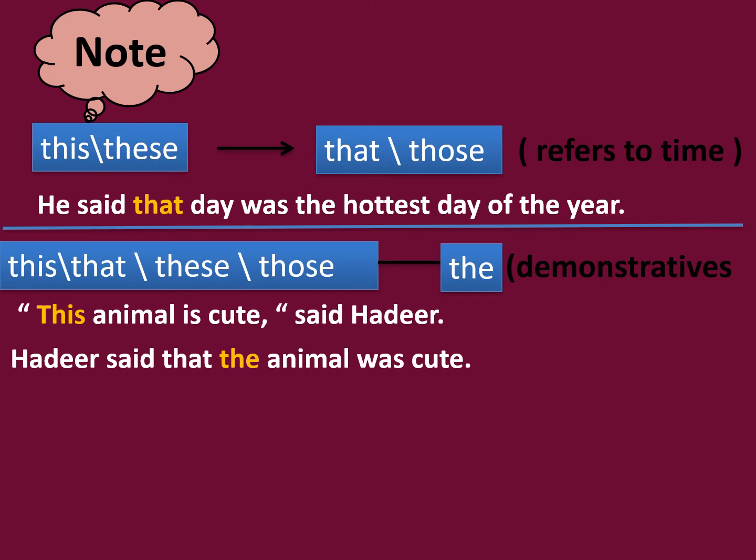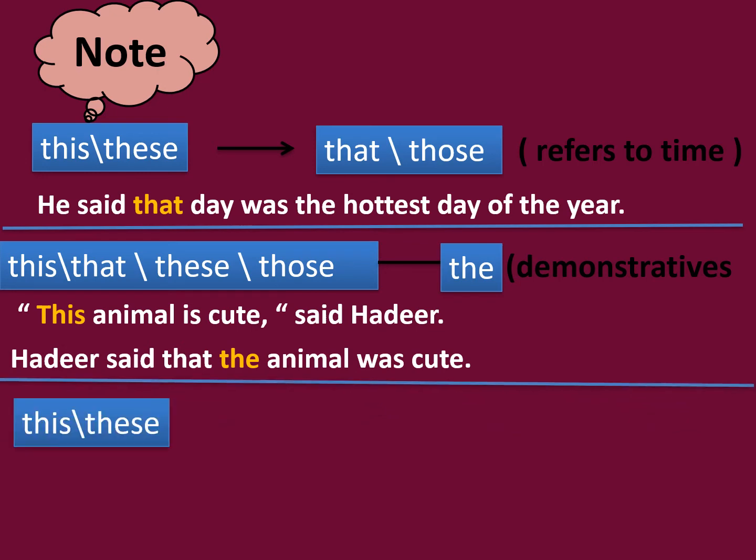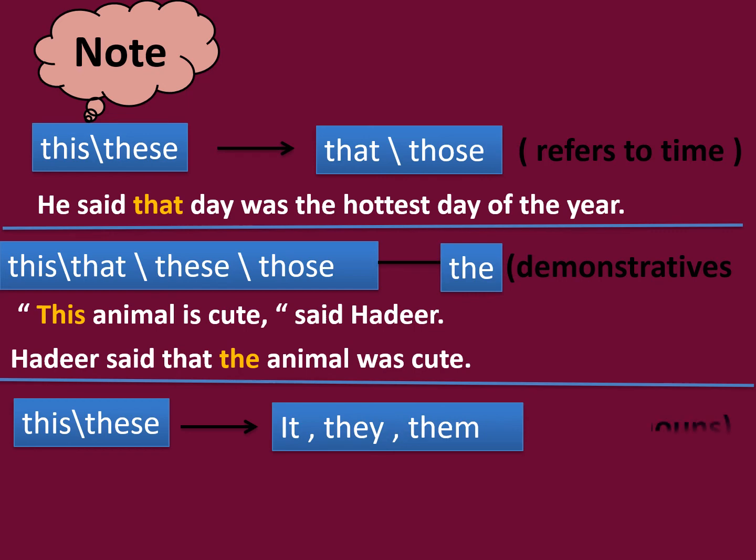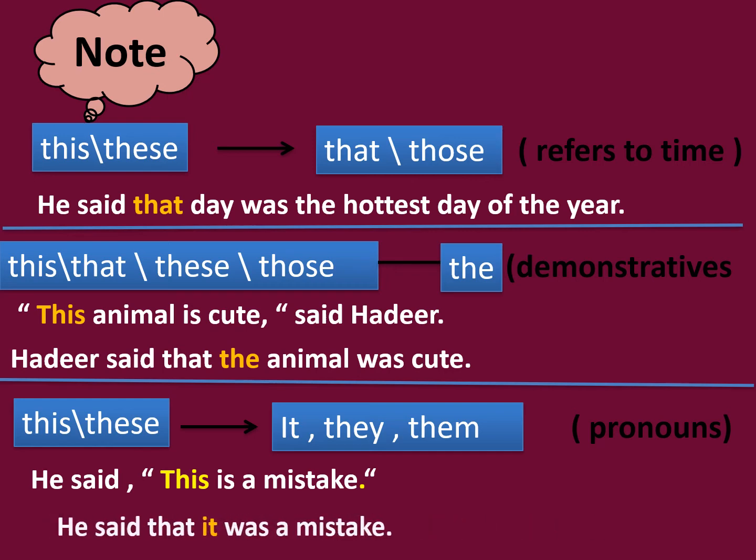The animal was cute. But "this" and "these" become "it" or "they" or "them" if they were pronouns, either subject or object pronouns. Like in the following, he said, "This is a mistake." This here comes as a pronoun. So we will say, he said that it was a mistake.